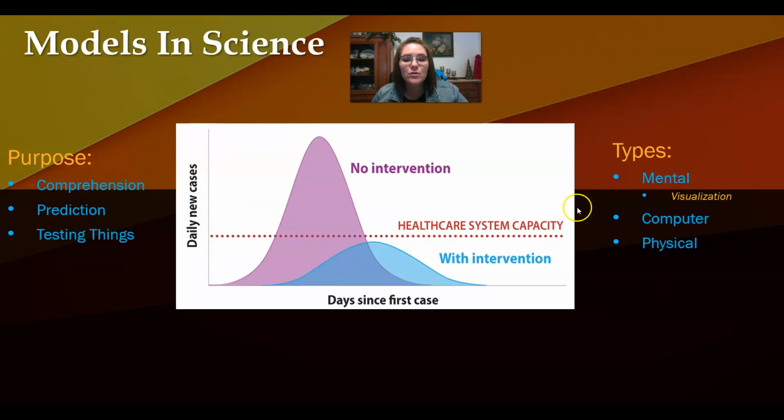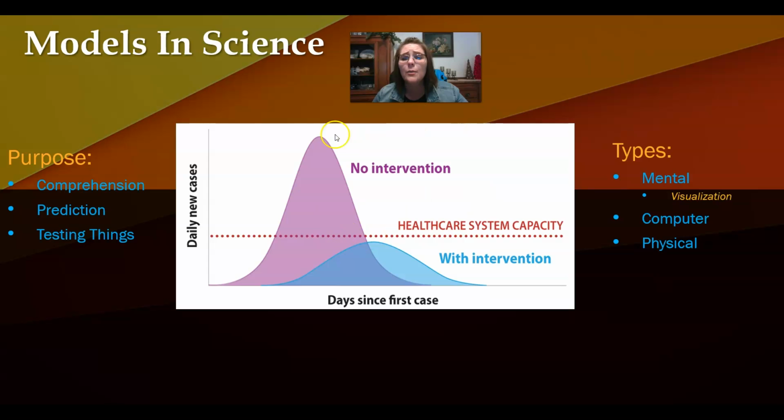Okay, so this is a model that you saw a lot at the beginning of COVID. Basically, they were saying if we do nothing and we don't have people social distance, this is how many people get COVID. And all of these people that are above this red line, there's not going to be enough healthcare services for them. So their chances of dying are going to go way, way up. So instead, what we need to do is have interventions, and people will still get COVID, but they'll get it at a lower rate. So they won't all have it at the same time. And that means that our healthcare system can take care of them and we don't have to have people dying because there's not enough doctors, not enough ventilators, not enough oxygen.